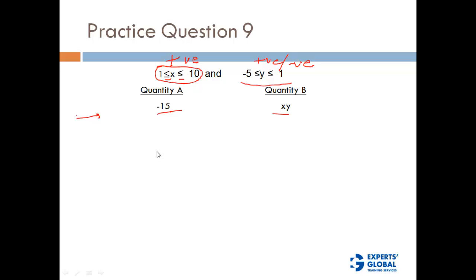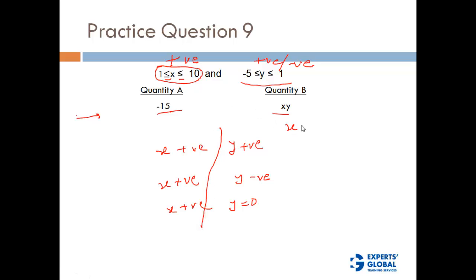So let's consider two possibilities. X is always going to be positive, y is going to be positive, and x positive, y negative, or x positive and y is equal to 0, right? Y is equal to 0 is also possible, whereas x is equal to 0 is not possible. Okay, so what is going to happen to the value of xy in all these cases? So x positive, y positive, xy is positive. x positive, y negative, xy is negative. x positive, y 0, xy is 0, right? And we are comparing them with minus 15.